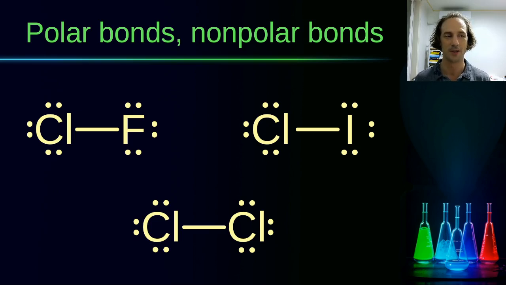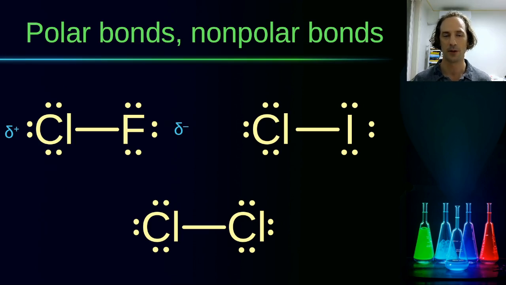All of them contain chlorine, but chlorine is bound to different elements here. So if chlorine is bound with fluorine, fluorine has the highest electronegativity of all the elements in the periodic table, so it will grab on the electrons in the covalent bond stronger than the chlorine and will have a partial negative charge, and the chlorine will have a partial positive charge because of the difference in electron density.